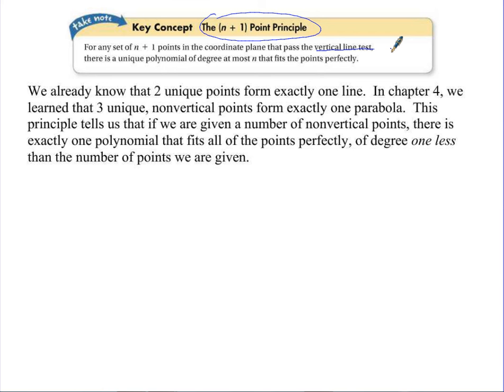Well, it's an even degree polynomial, so it looks like a U with a bunch of stuff going on in between. There's your graph. Okay?